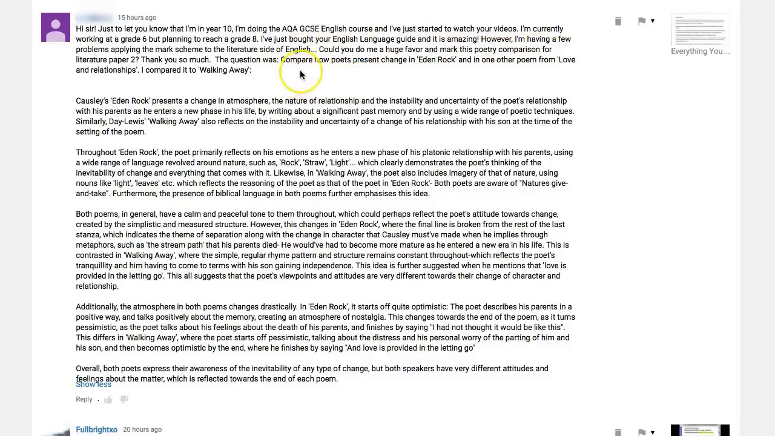So she has taken Eden Rock and Walking Away from the Relationships cluster. I don't teach the relationships cluster to my students. We look at conflict, but it's still going to be relevant because I'm going to look at what the examiners are after. So Eleanor, thank you very much for posting.